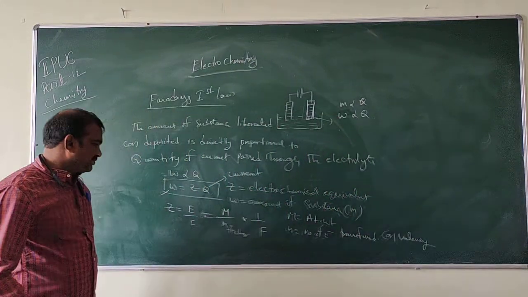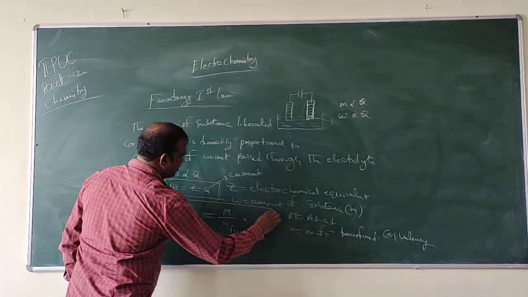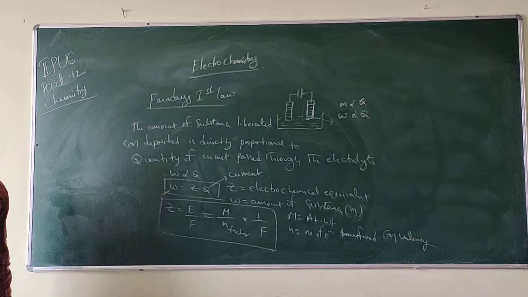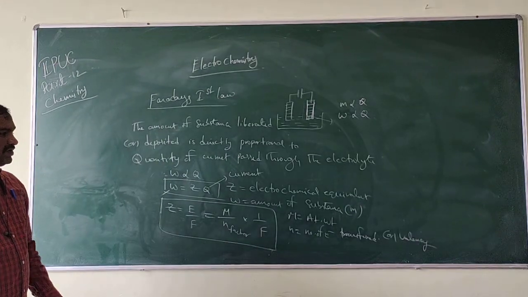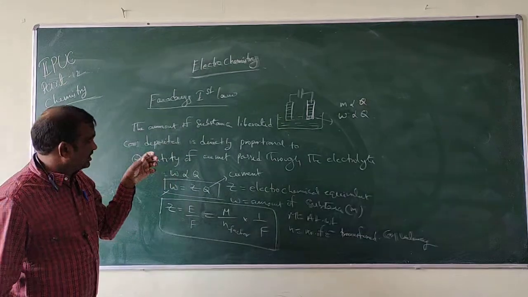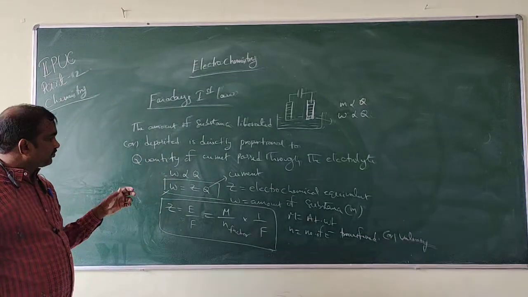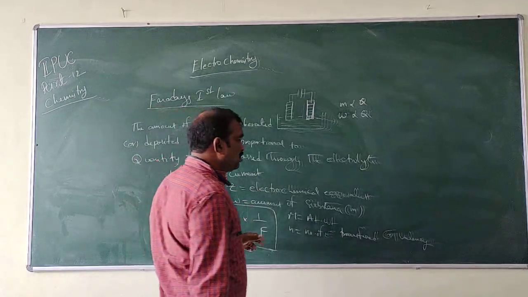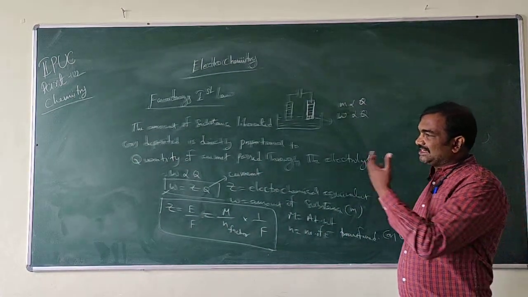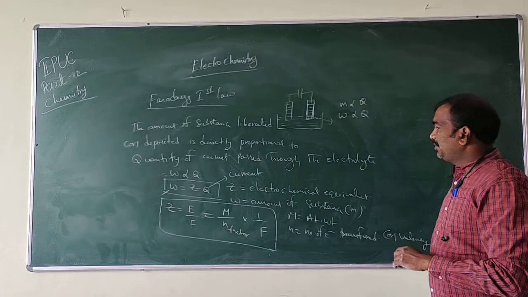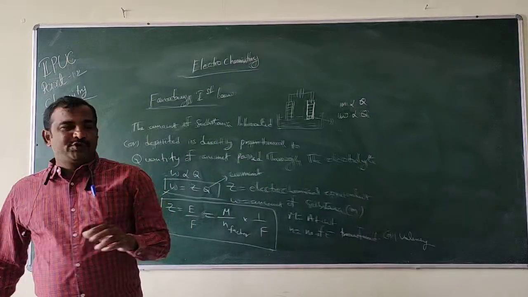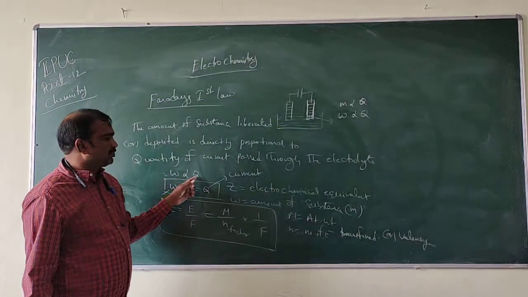So these are the expressions we got from Faraday's first law. See here, first, what is the definition? The amount of substance liberated or deposited is directly proportional to the quantity of current or electricity passed through the electrolyte. So from the definition we wrote that W is directly proportional to Q.